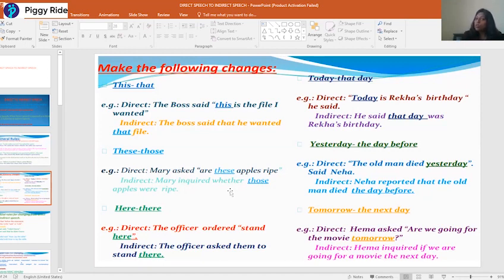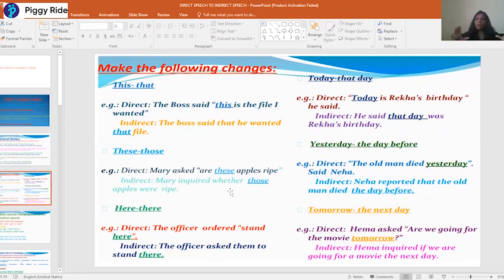Direct: "The old man died yesterday," close speech marks, said Neha. Indirect: Neha reported that the old man died the day before. So did you notice yesterday got changed to the day before? Tomorrow is going to change to the next day. Direct: Hema asked, "Are we going for the movie tomorrow?" Question mark. Indirect: Hema inquired if we are going for a movie the next day.